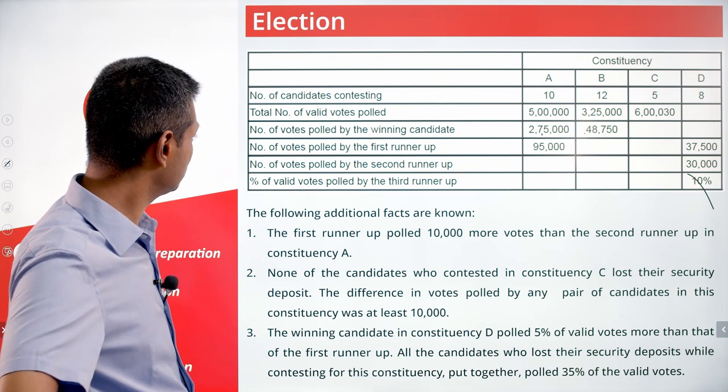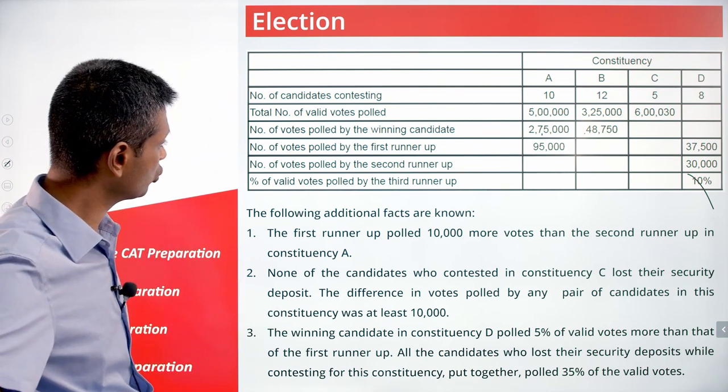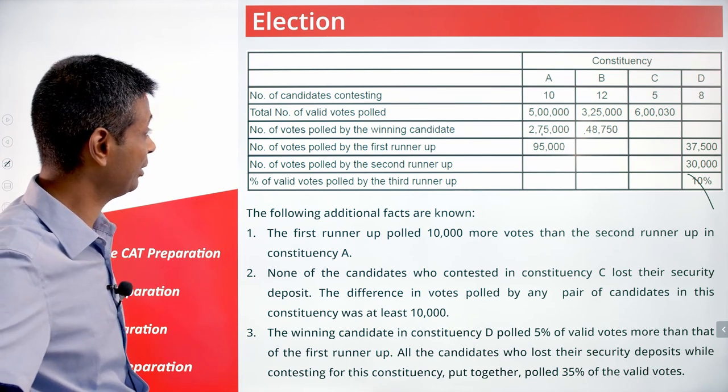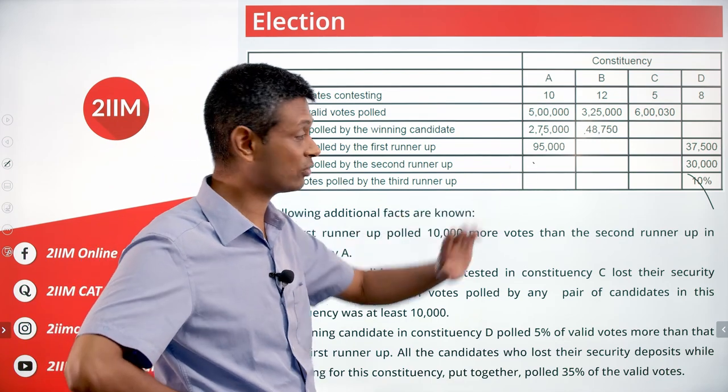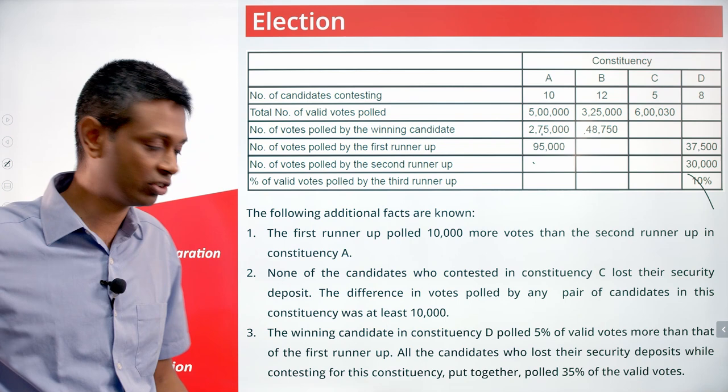Now let's go to what else is given. The following additional facts are known. The first runner-up polled 10,000 more votes than the second runner-up in constituency A. That means the first runner-up got 95,000, so the second one must have got 85,000. Life is simple. One data. I hope everything else is as easy as this.